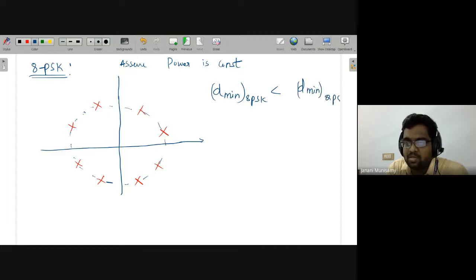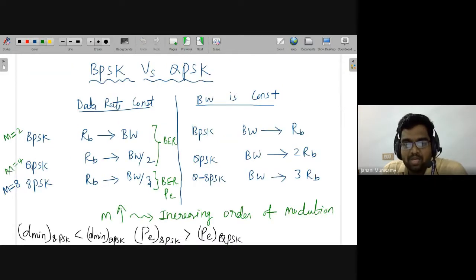So what is the main assumption here? The power in the QPSK system and the 8 PSK system is the same. Under that assumption, we are doing the analysis. So what is the main observation? If I increase the order of modulation, in case of QPSK the order is 4. If you come to 8 PSK, the order M is equal to 8.